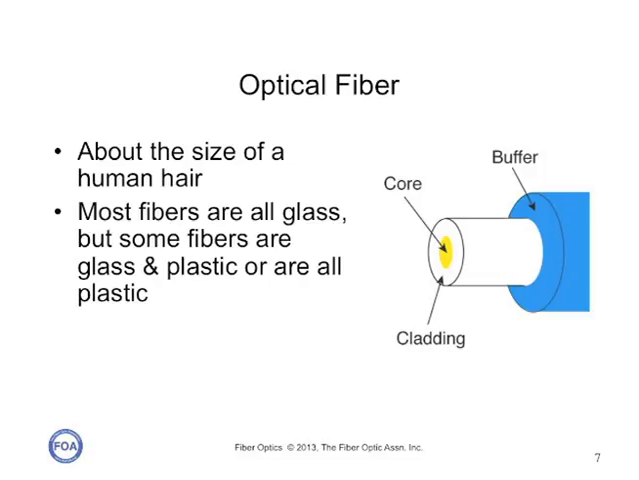The optical fibers we use for communications are about the size of human hair. Most of the fibers are made completely of glass, molded as a single structure incorporating a core and a cladding. But some fibers are also made out of glass and plastic, or even all plastic.